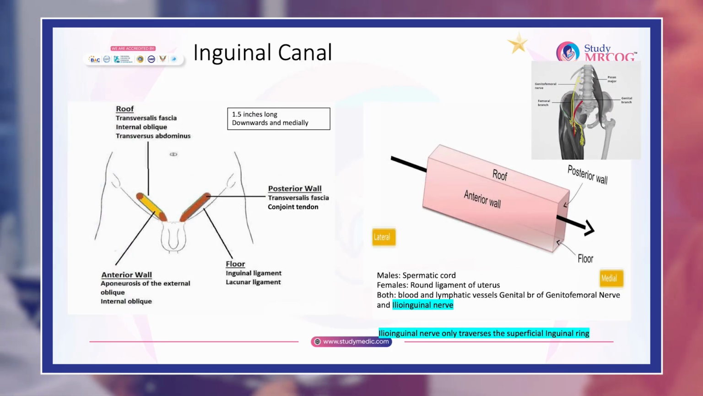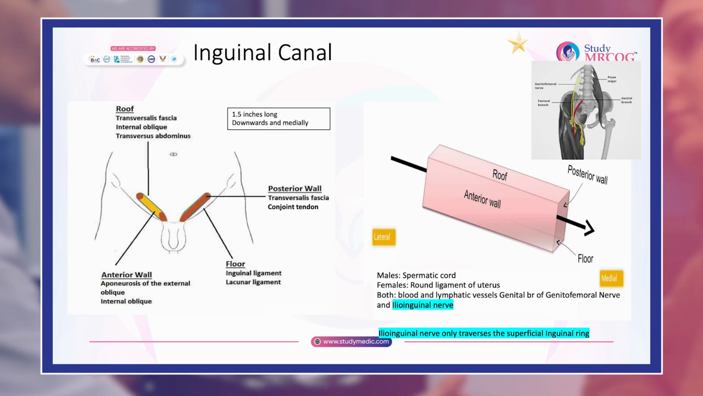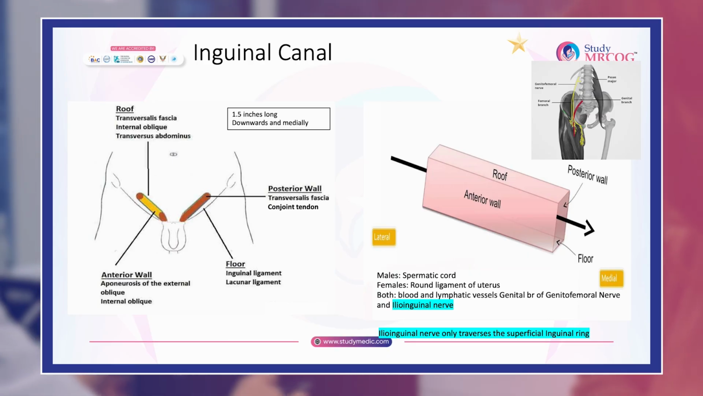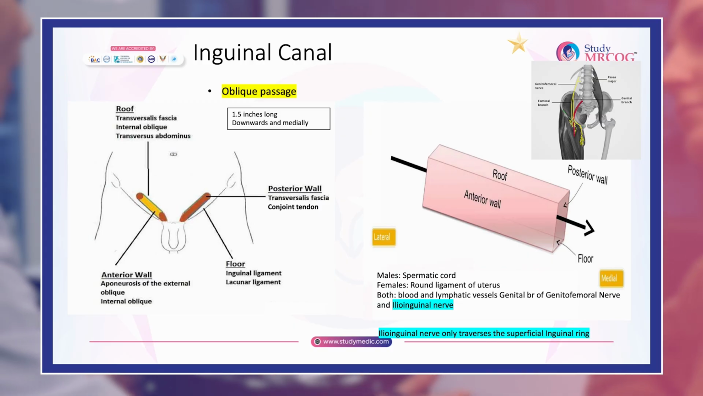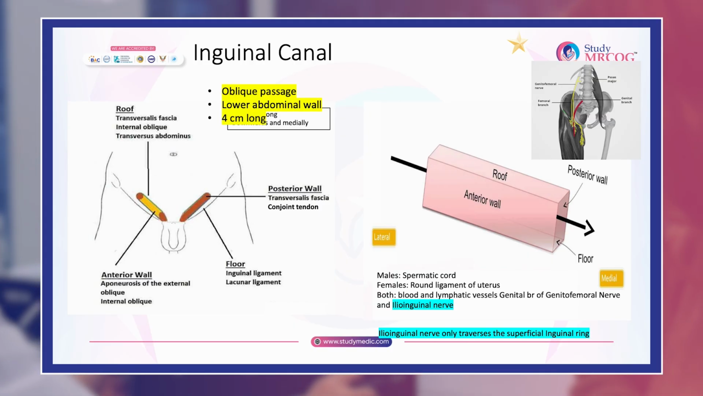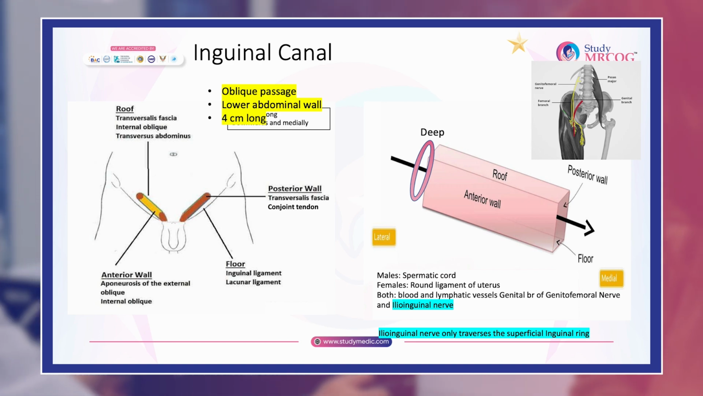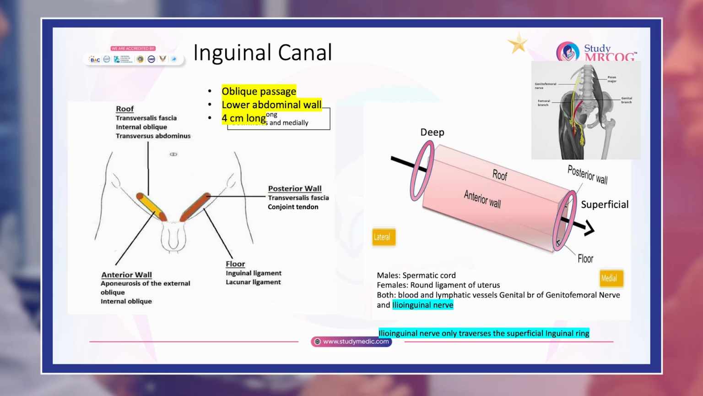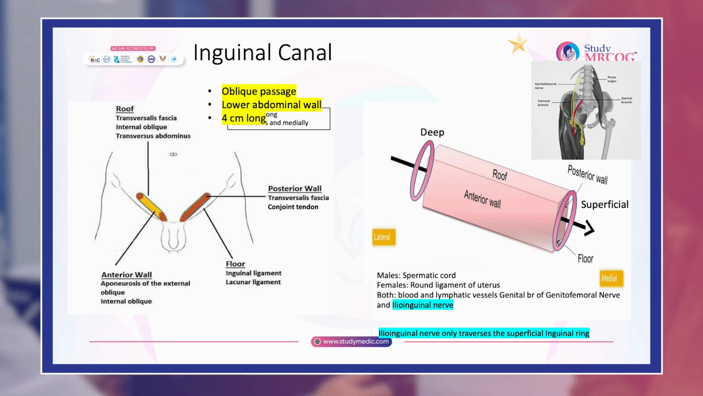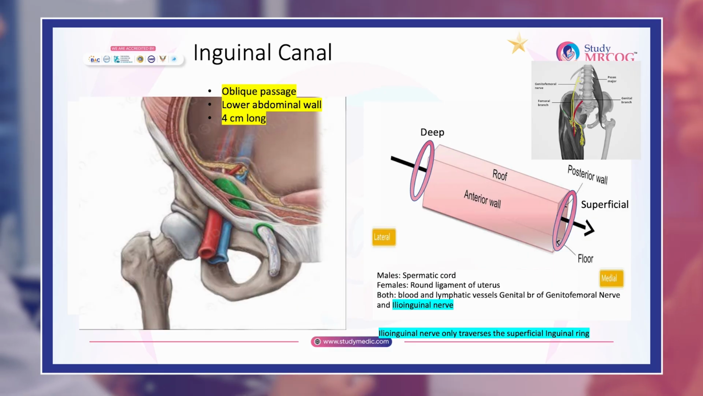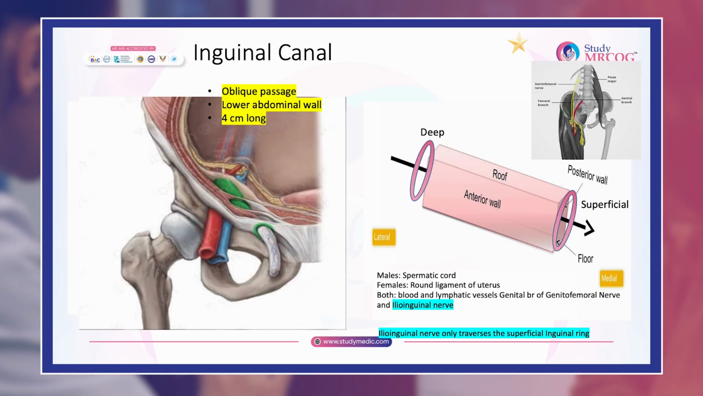So let's begin from the beginning, and let us try and understand what the inguinal canal is. It is an oblique passage in the lower abdominal wall, and it is around 1.5 inch or 4 centimeters long. It runs just above the medial half of the inguinal ligament, and it allows structures to pass from the abdomen to the groin. And let's go through the boundaries of the inguinal canal, which is extremely important for the exam.